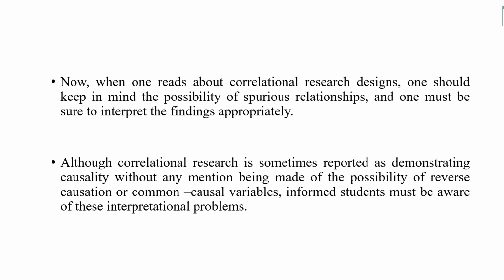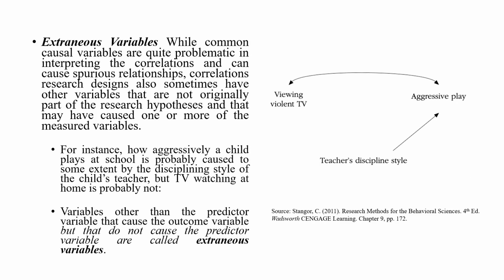Now, when one reads about correlational research designs, one should keep in mind the possibility of reverse causation, reciprocal causation, spurious relationships, and so on. This is interesting, because a lot of times correlational research is reported as demonstrating causality without any mention being made of the possibility of reverse causation, common causal variable, and so on. So, informed students must be very careful of these interpretational problems. That is basically what I was trying to say in the last slide.